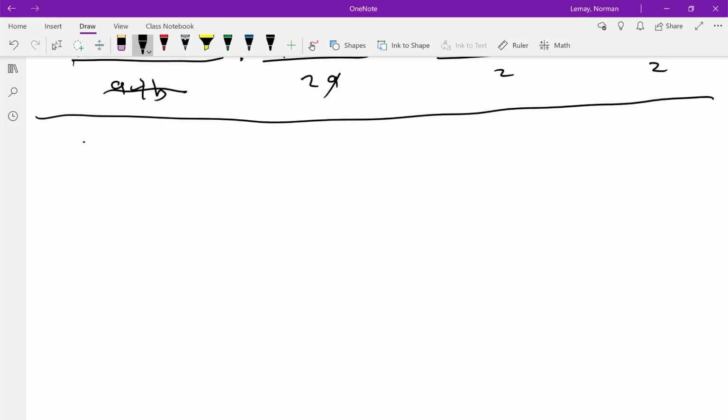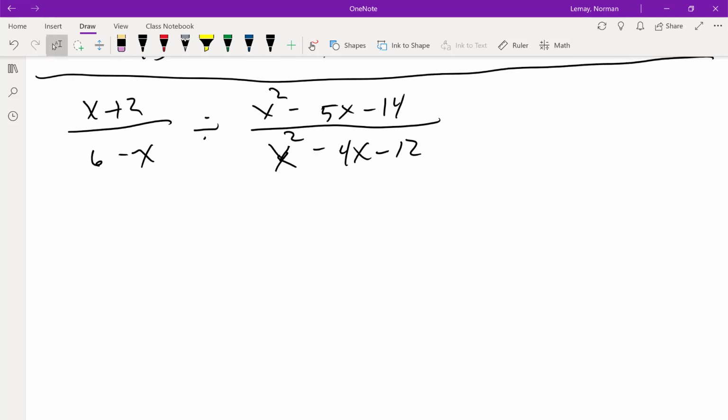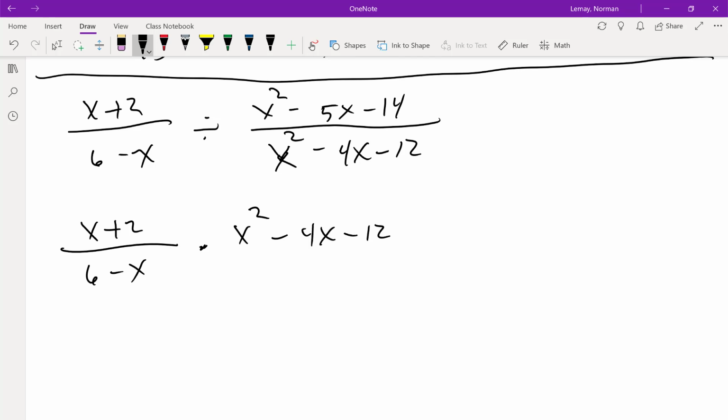All right, so our last example here is (x plus 2) divided by (6 minus x), divided by (x squared minus 5x minus 14) divided by (x squared minus 4x minus 12). Okay, so now we're going to have to flip and factor and see what cancels out. So I get (x plus 2) divided by (6 minus x) times (x squared minus 4x minus 12) divided by (x squared minus 5x minus 14).